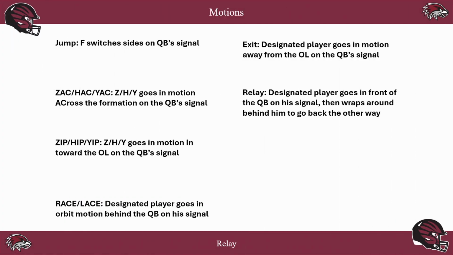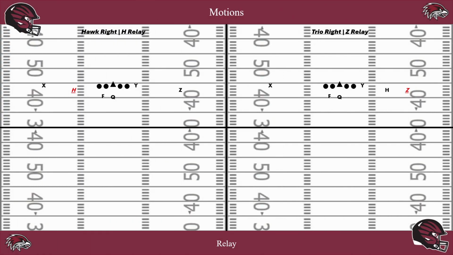In relay motion, the designated player will move in front of the quarterback, then wrap around behind him and go back the other direction. Relay motion can cause great confusion for the defense because it changes the momentum and direction of our motion. In the top left, we see H relay, and in the top right is an example of Z relay.